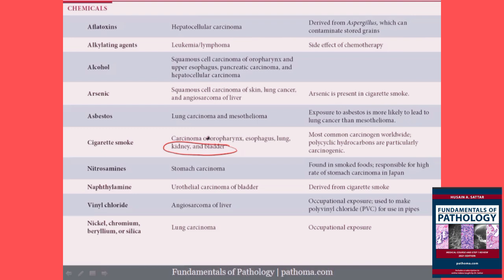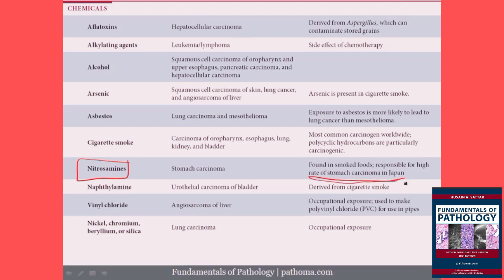And so cigarette smoke is the key risk factor for both kidney and bladder cancer. All right, so that's the association with cigarette smoke. Now, nitrosamines, the next one on the list, is highly associated with stomach carcinoma, and it's found in smoked foods and is responsible for the high rate of stomach carcinoma in Japan.